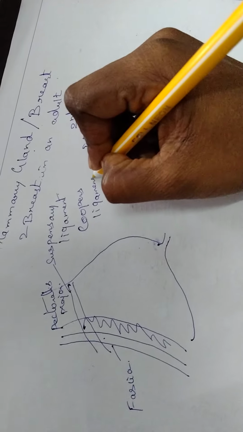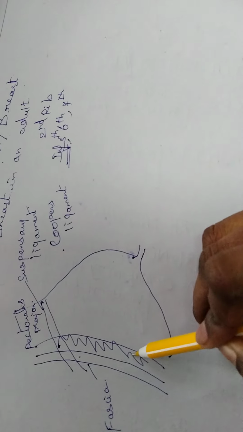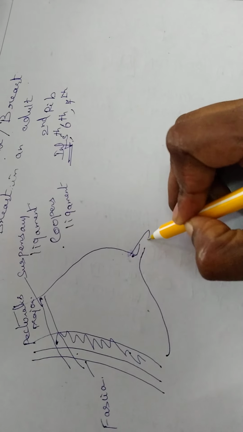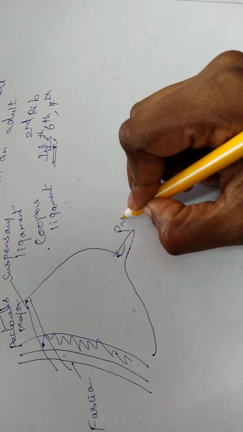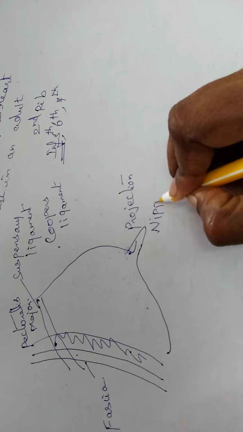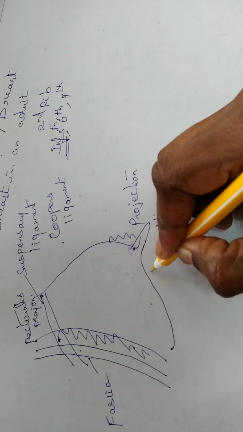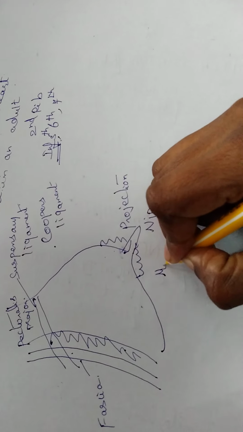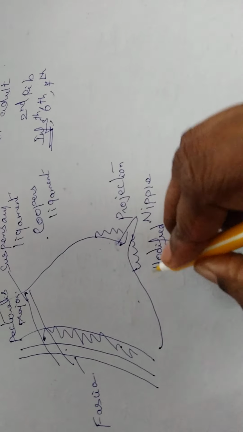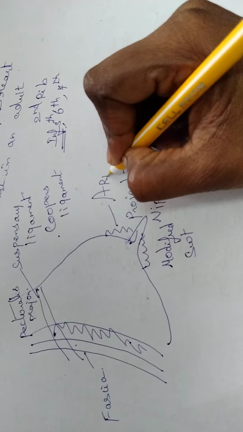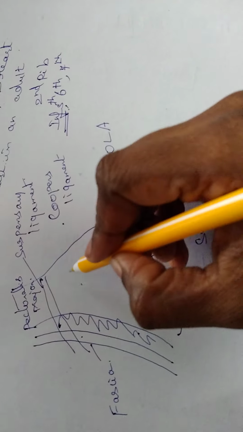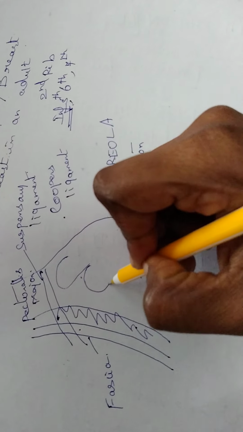Now, this is the ligament which completely supports the structure of the breast, because it is a muscular portion. And there is a conical shaped structure, or projection, which is called the nipple. This nipple is surrounded by the dark portion, which is nothing but modified sweat glands, also called the areola.